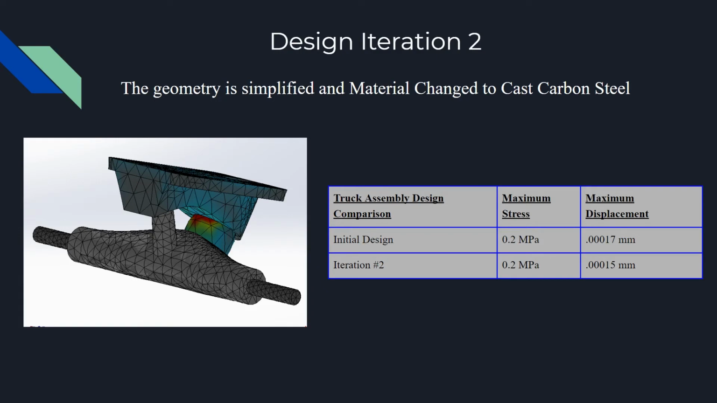For our second design iteration, we simplified the geometry and changed the materials of the trucks. As a result, there was a decrease in overall displacement for the trucks under load, and it minimized the points of maximum stress. However, the maximum stress for some points on the assembly was not reduced.